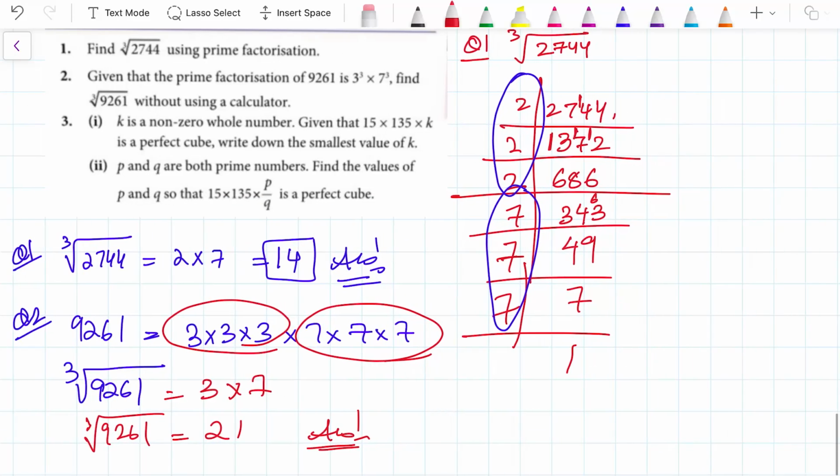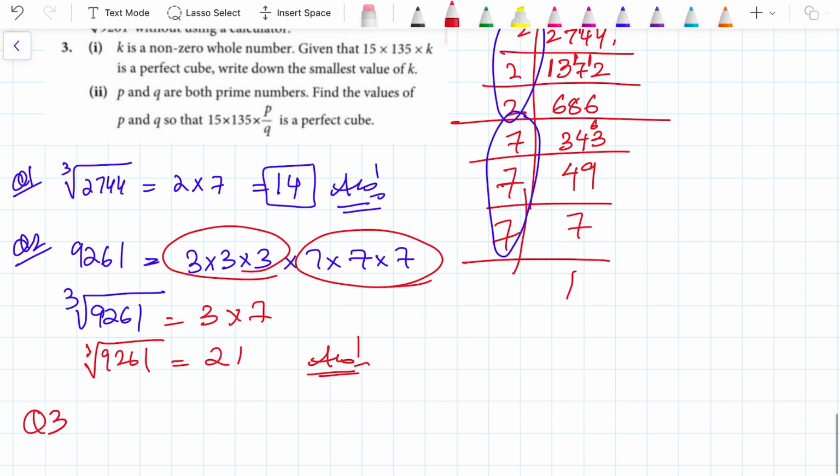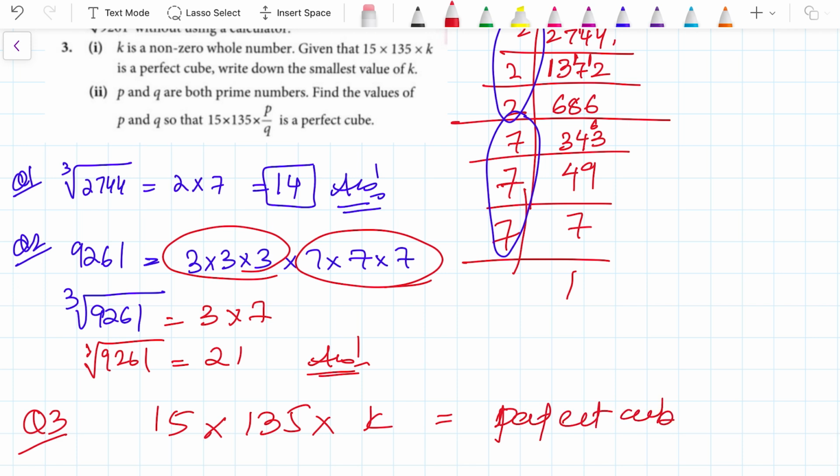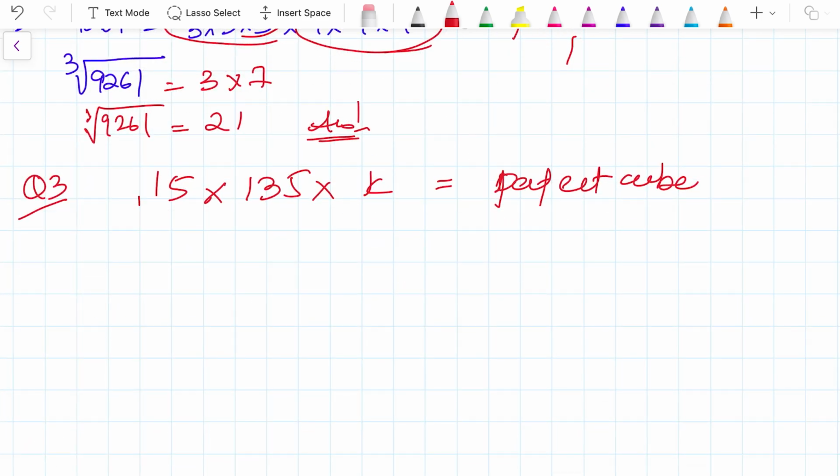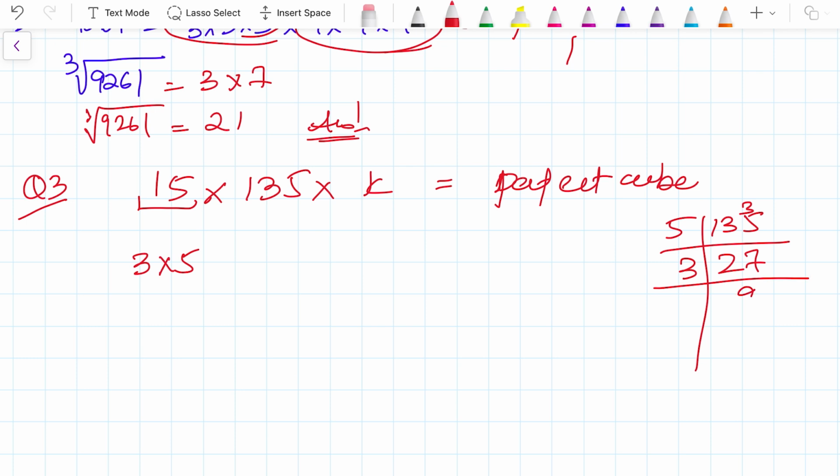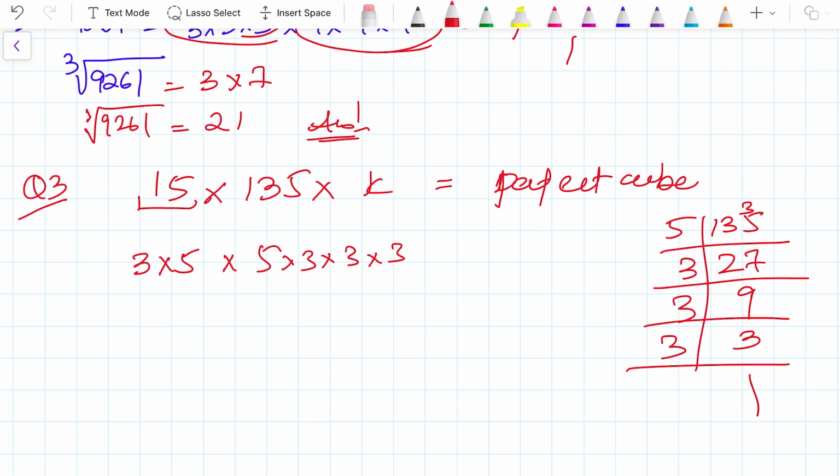Now, k is a non-zero whole number such that 15 into 135 into k should be a perfect cube. Meaning all prime factors in these numbers should have sets of 3s in them. So how do we find that out? Let's find the prime factorization of 15, which is 3 into 5. 135 is going to be 5 into 3 into 3 into 3.